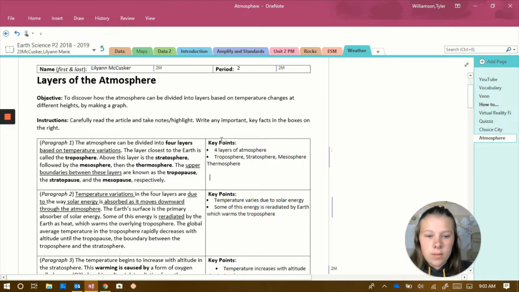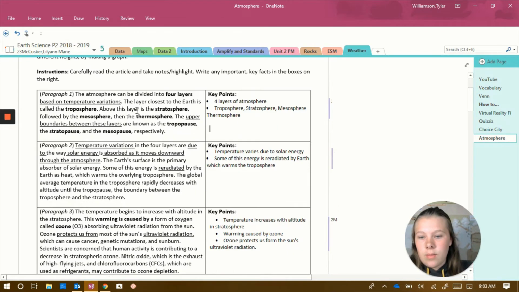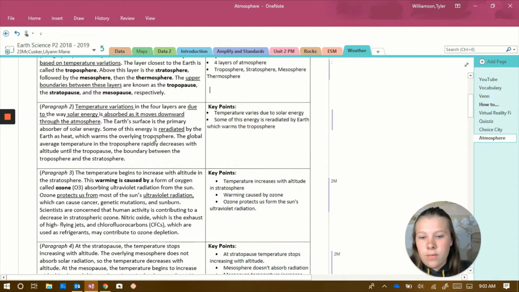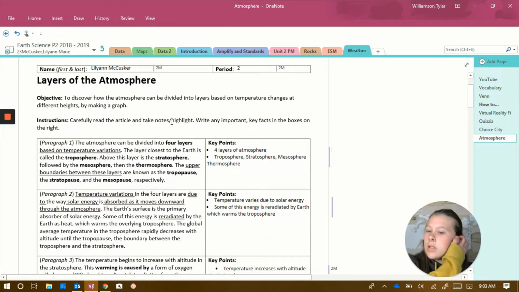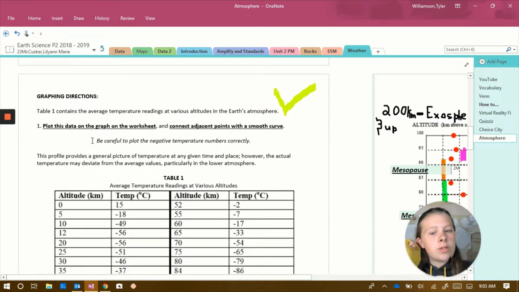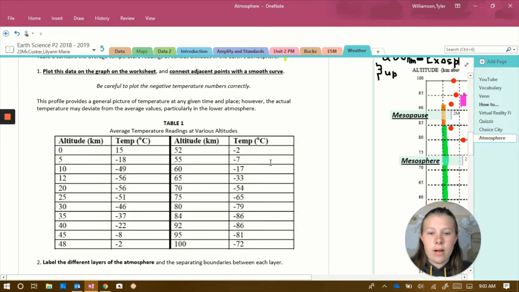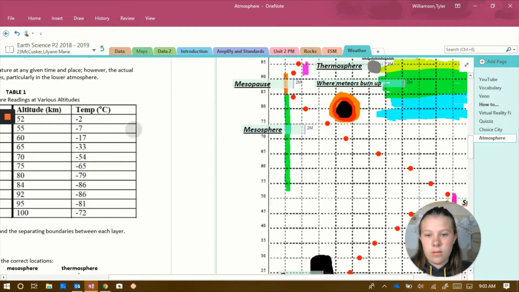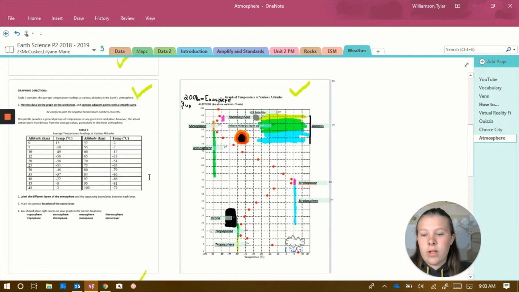Just write everything you think is necessary and what you think is going to help you, because you will be using this information in further pages. So that one is pretty easy. Then you get down to the next one. Your first instruction is to plot all of this data on the graph, and I put my graph right next to my data because I thought that would be the easiest way to do it.